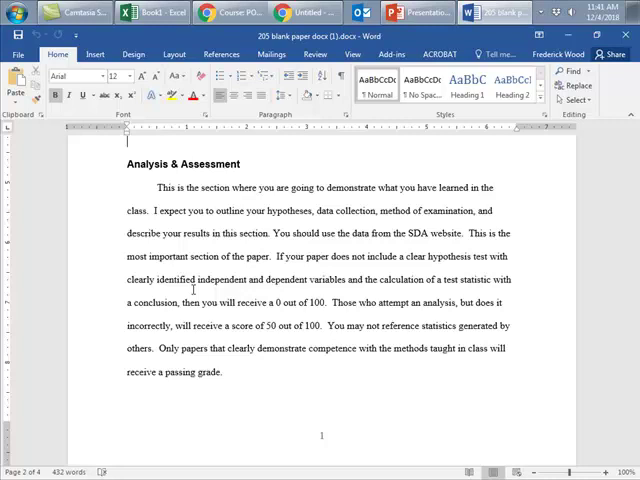I had to add this clause. You may not reference statistics generated by others. Somebody thought it was okay to report the results of a paper from their literature review, as if they did it. First of all, the reports that they reported, I didn't teach in class. Second of all, it's really shady, and you should not do that.